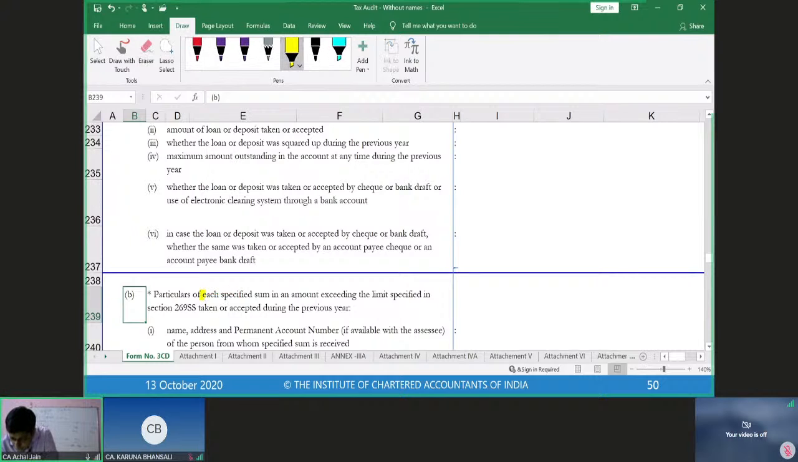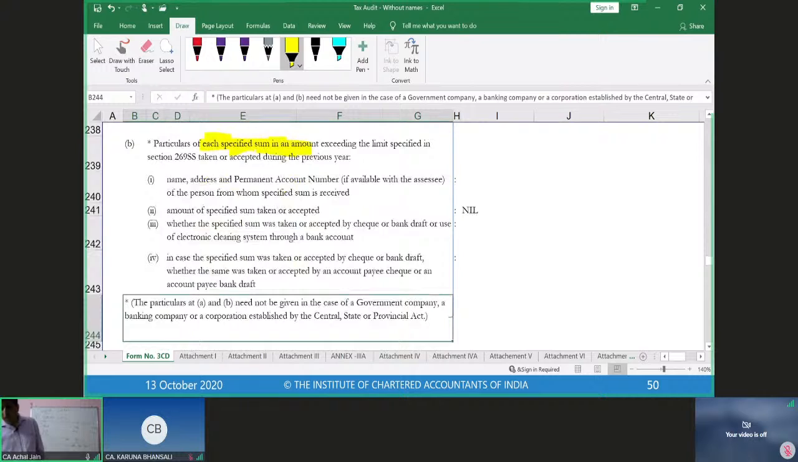It says particulars of each specified sum. Now what are those specified sums? Those are other than the loan or deposit which have been captured above, for which again similar sort of details are required to be given: name, address, PAN number, amount of specified sum taken or accepted.